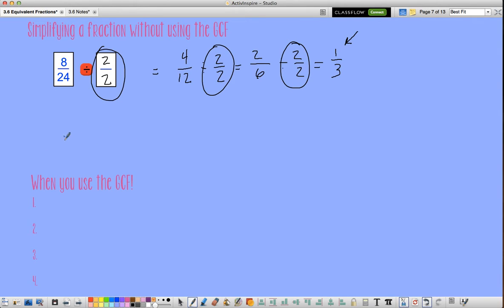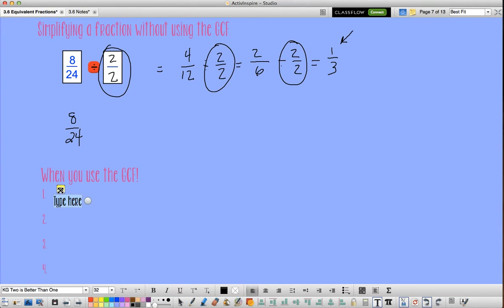Well, let's make this a little bit easier. Let's use the greatest common factor. So with the greatest common factor, the first thing that you do, and I'll type this so it goes a little bit quicker, is list the factors of the smaller number. So in this case, my factors are 1, 2, 4, and 8, because I listed of my smaller number.